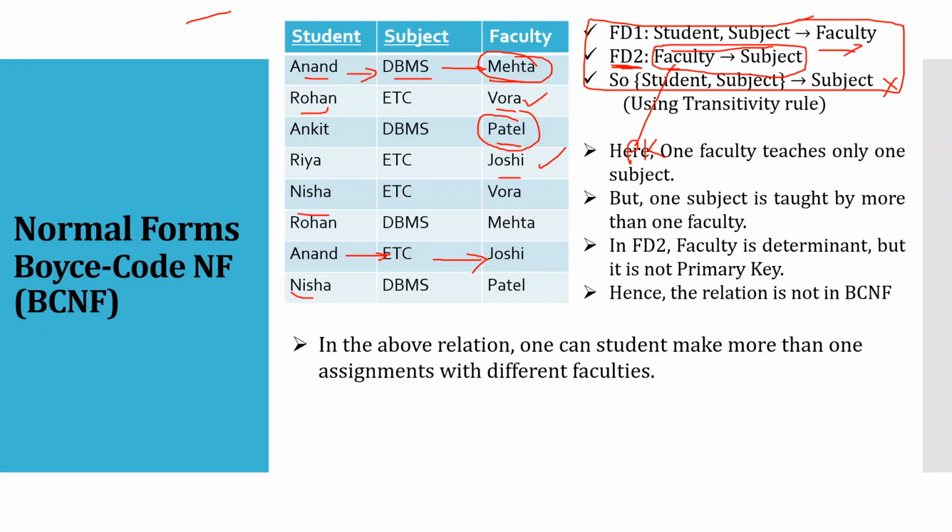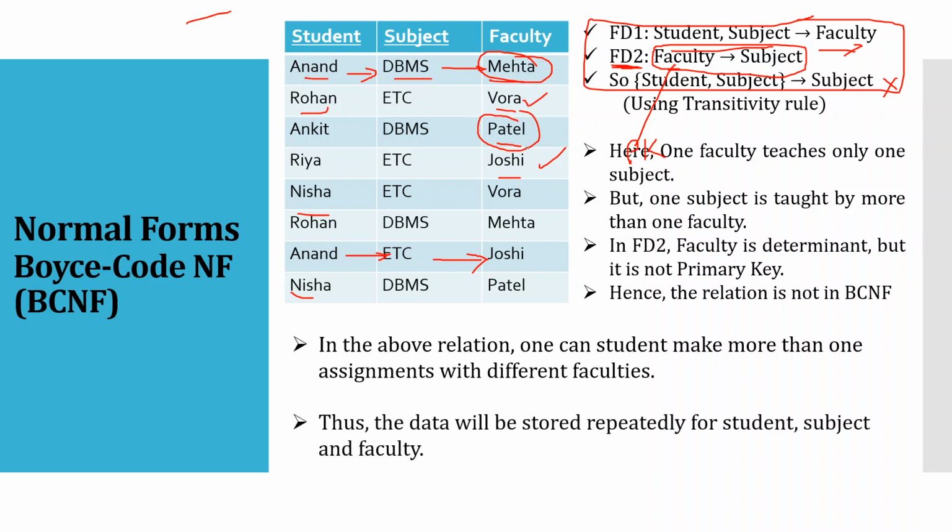Right. Then next, thus the data will be stored repeatedly for the student, subject and faculty. Yes, so we can see that the data is repeating: Anand, DBMS, Mehta; Anand, ETC, Joshi; then Rohan, ETC, Vora; then Rohan, DBMS, Mehta. So ultimately your data will grow in huge numbers. If you are doing more than one assignment for one particular subject, then also your data will have repetition. Like, let us take an example here.